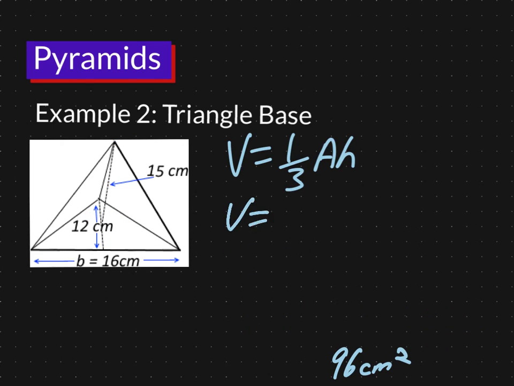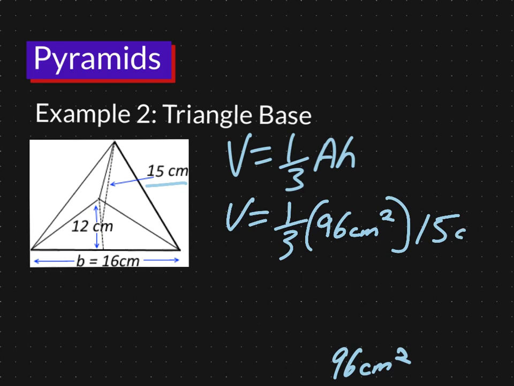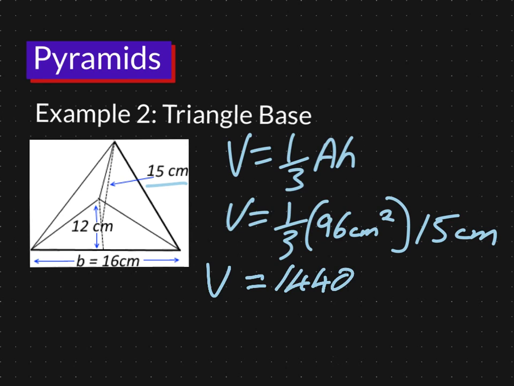The volume is going to be equal to 1/3 times the area, which is 96 centimeters squared, times the height, which we can see here is 15 centimeters, and 96 times 15 is going to give us 1440 centimeters cubed, because it's centimeters squared times centimeters, times 1/3 or divided by 3, same thing, gives us 480 centimeters cubed.